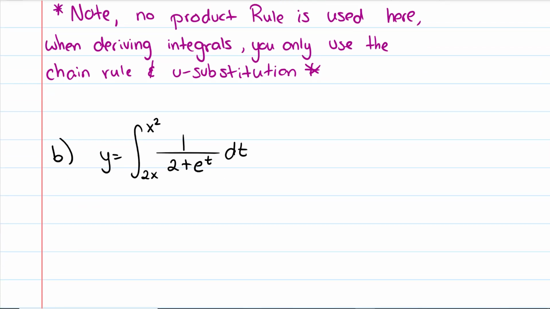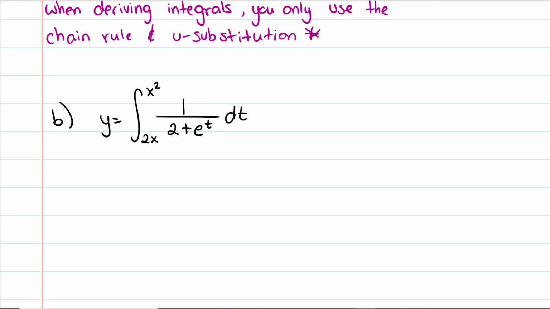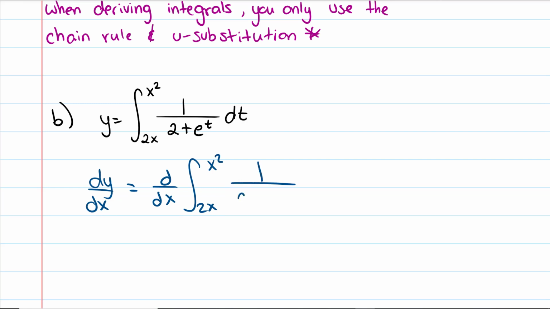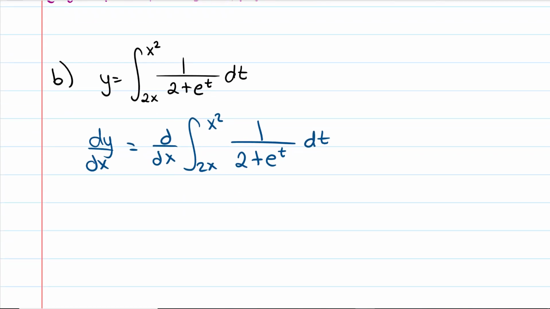So now we're going to look at the next example where we have a variable in both the lower limit and the upper limit. So the trick here is to get a constant or a number in the lower limit of the integral. So we have dy dx, taking the derivative of both sides, is equal to d dx of the integral from 2x to x squared of 1 over 2 plus e to the t dt. So again, the problem is we don't have a number in the lower limit.